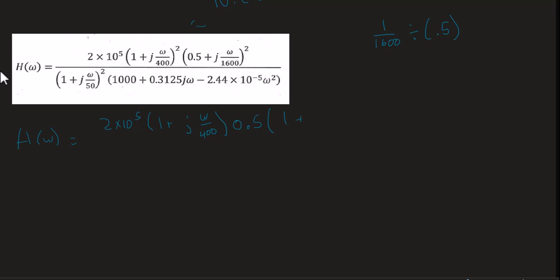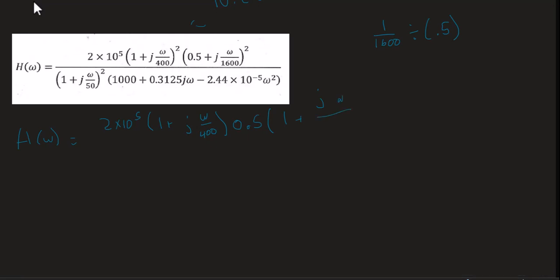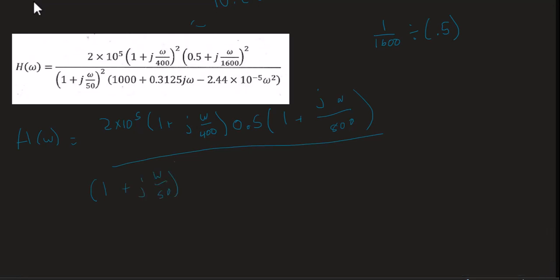My brain was always like divide by 2 for decimals. Yeah. So when we divide 1 over 1600 by 0.5, we end up with j omega over 800. And then this gives me 1 plus j omega over 50 squared. That one is fine because it has a 1.